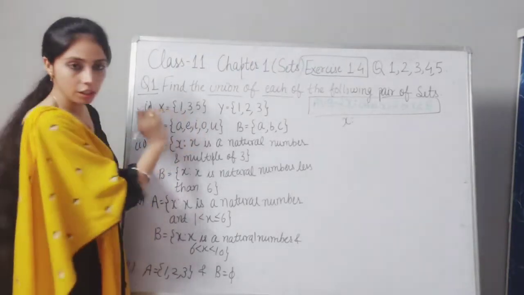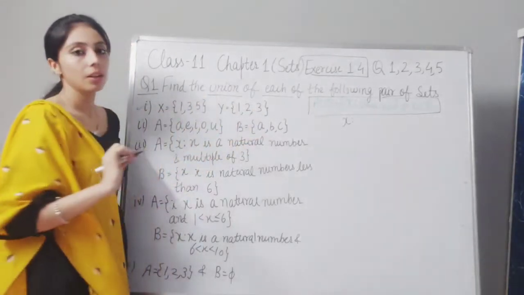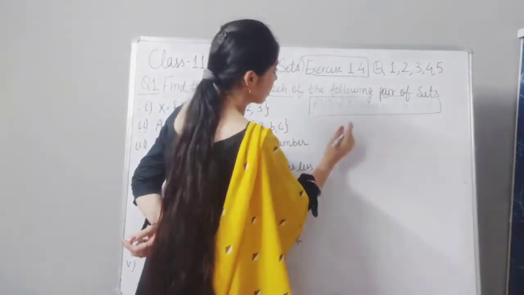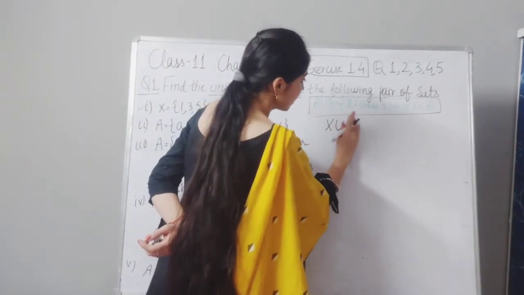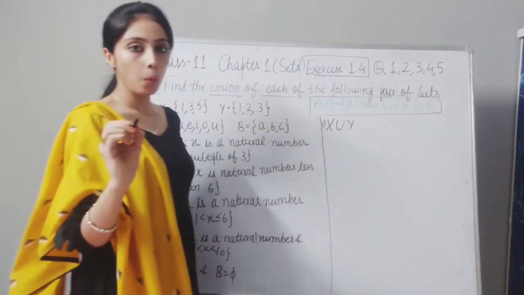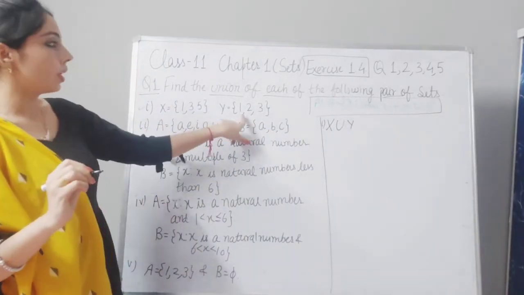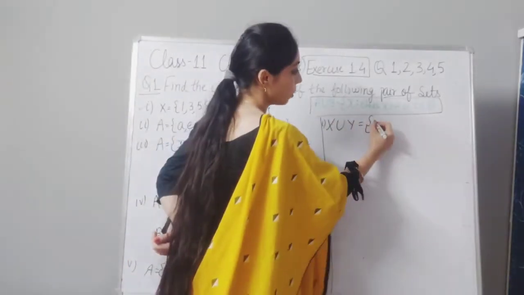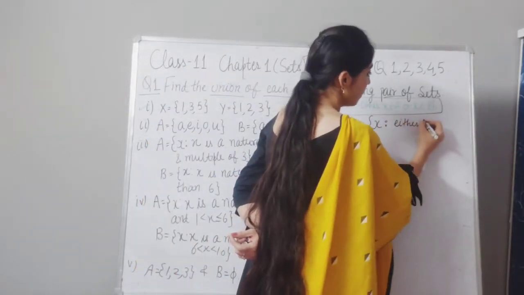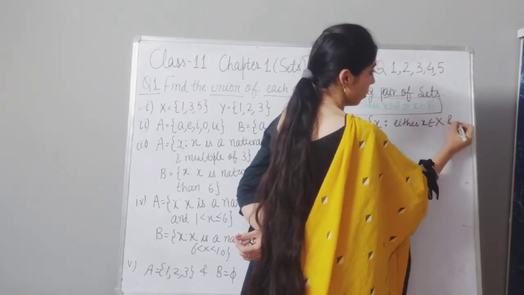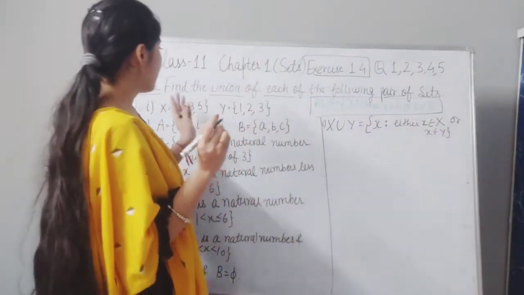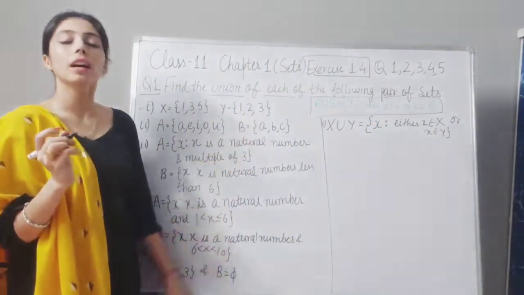X is equal to {1, 3, 5} and Y is {1, 2, 3}. We have to find the union of these two. By this definition, how can you denote the union? This can be denoted as X union Y. We are doing question 1. So what will be X union Y? This will contain those x which either belong to capital X or belong to capital Y, meaning it can be in the first set or in the second set.